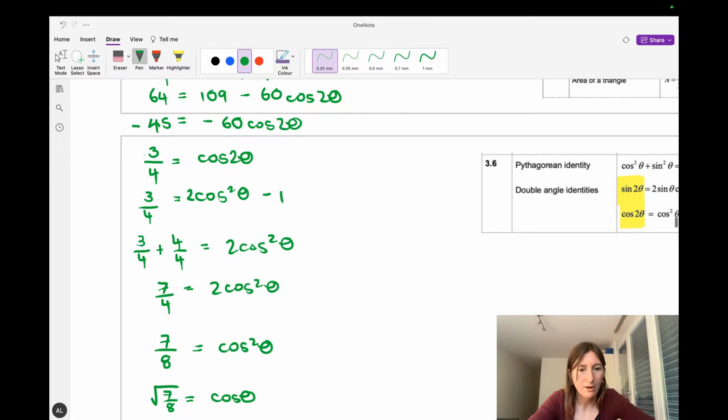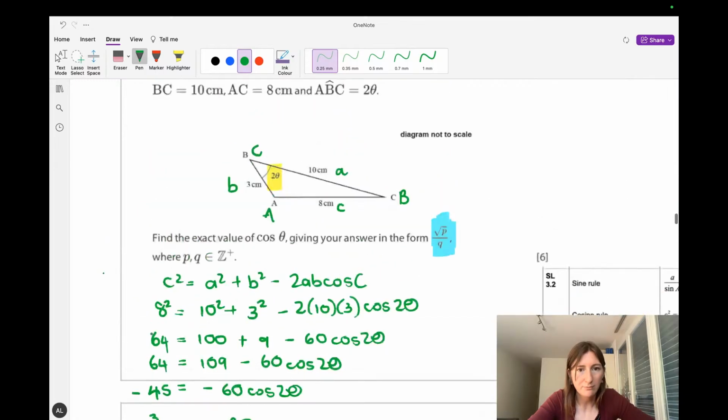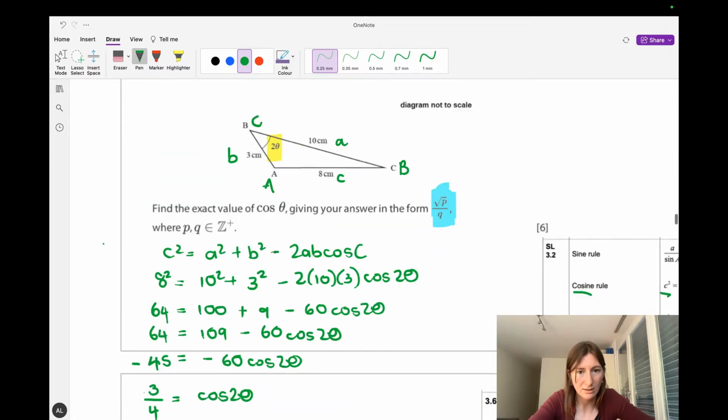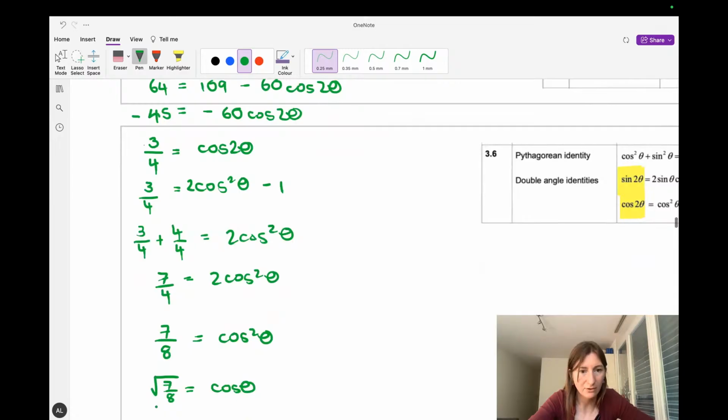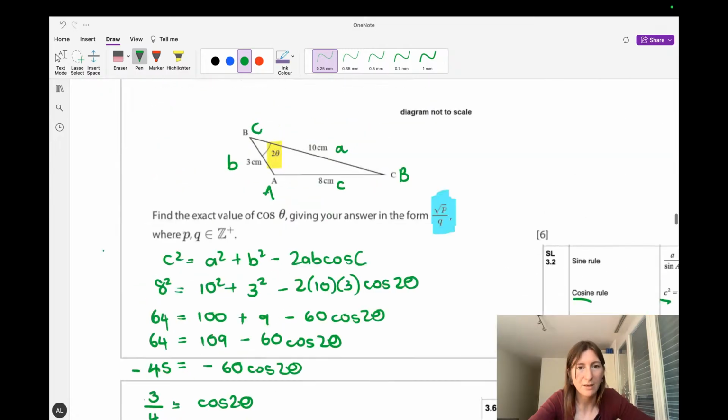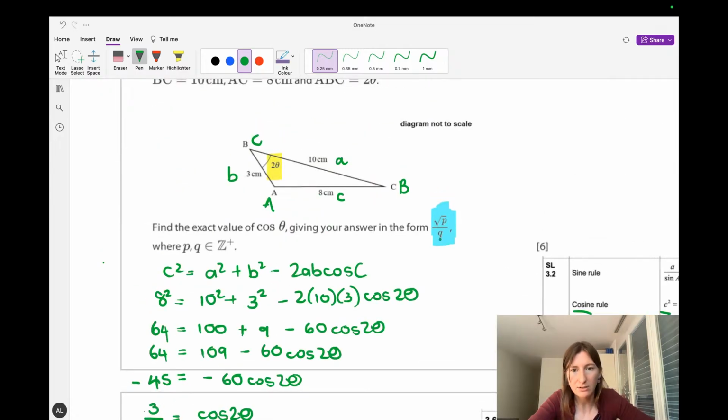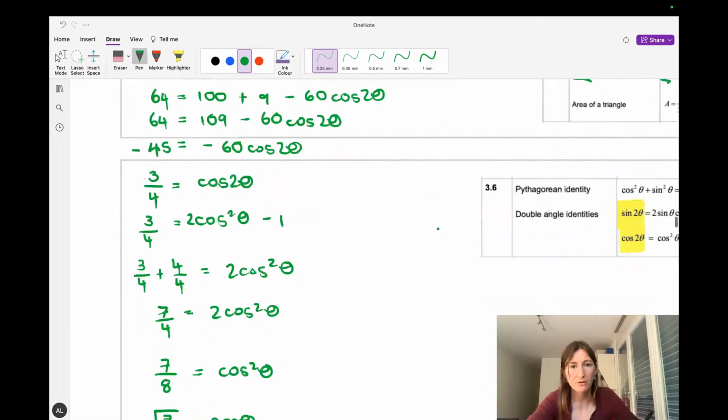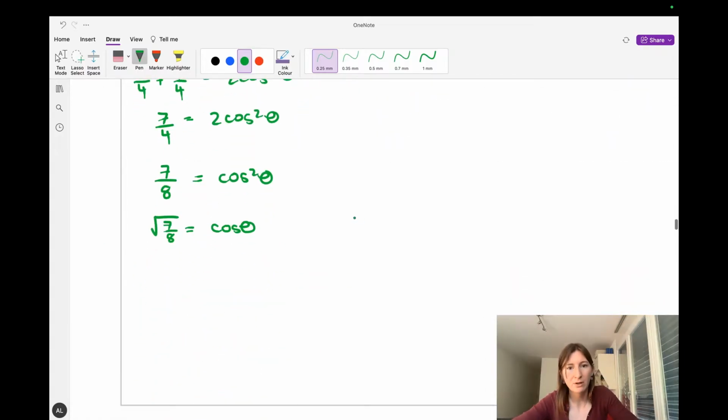And let's check where we're up to in this question. Find the exact value of cos theta. Great, I've found the exact value of cos theta. It's root 7 over 8. But they say, give your answer in the form root p over q. So I'm just going to write that over here. Root p over q is how I need to finalize my answer. A bit of a strange final thing that they want.